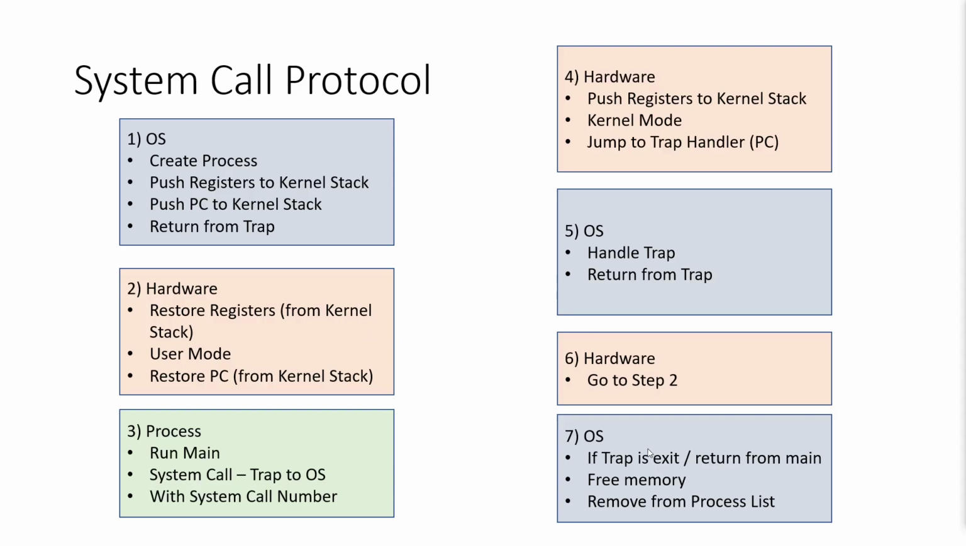Now I've got a little note here. I've got a step 7, even though that has a loop that'll never exit. Should the trap be exit or return from main, then the operating system will deal with that in step 5, handle trap, by freeing the memory and removing the process from the list.